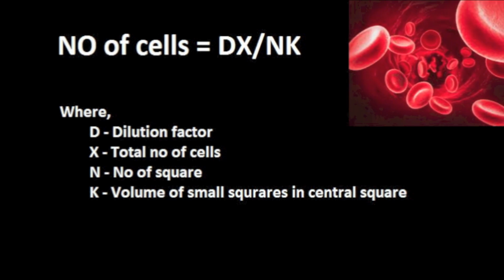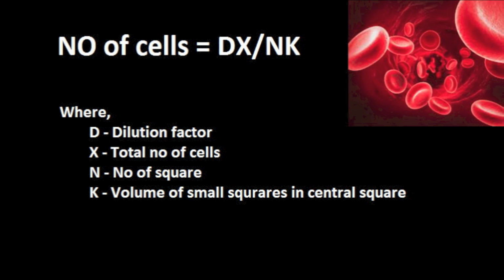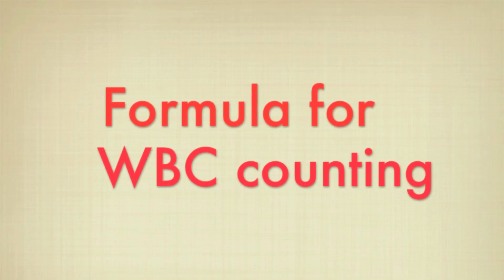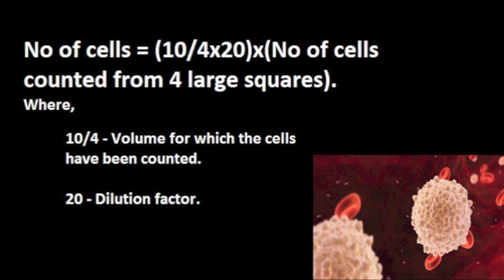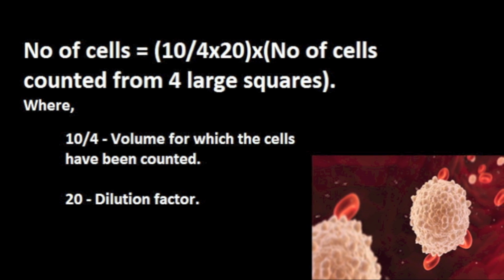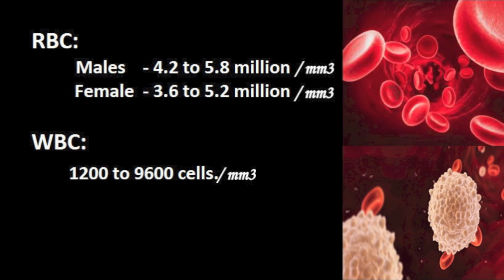Formula for RBC counting. Number of cells is equal to DX divided by NK, where D is the dilution factor, X the total number of cells, N the number of squares, K the volume of small squares in the central square. Formula for WBC counting. Number of cells is equal to 10 by 4 into 20 into number of cells counted from 4 large squares, where 10 by 4 is the volume for which cells have been counted and 20 the dilution factor.